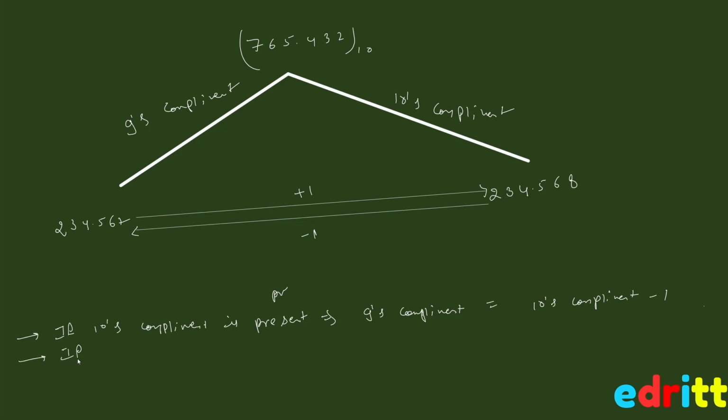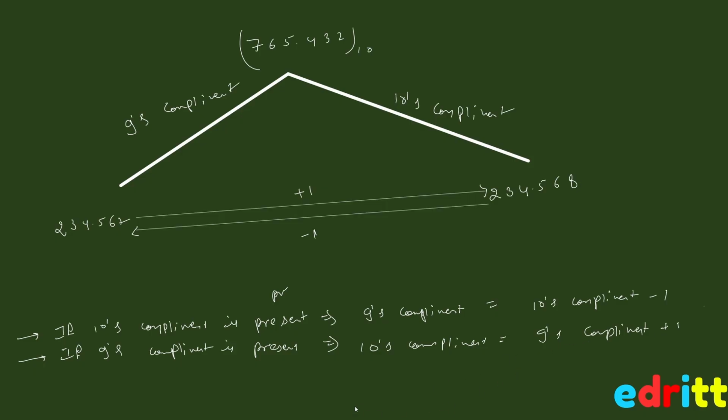And if the 9's complement is present, then your 10's complement would be equal to the 9's complement plus 1. So based on your comfort level, whichever you think is easier to calculate, whether r's complement or r minus 1's complement, you can calculate one, and based on this relation you can easily jump to the other.